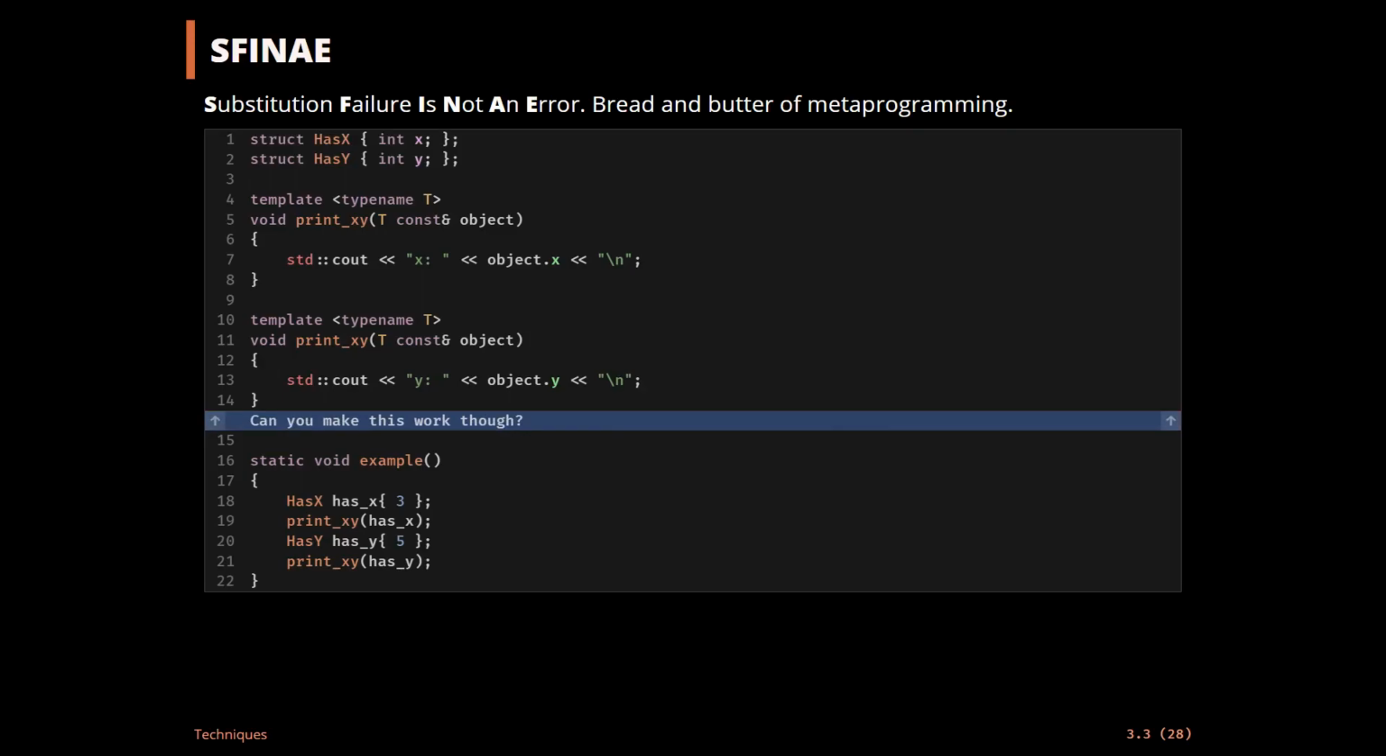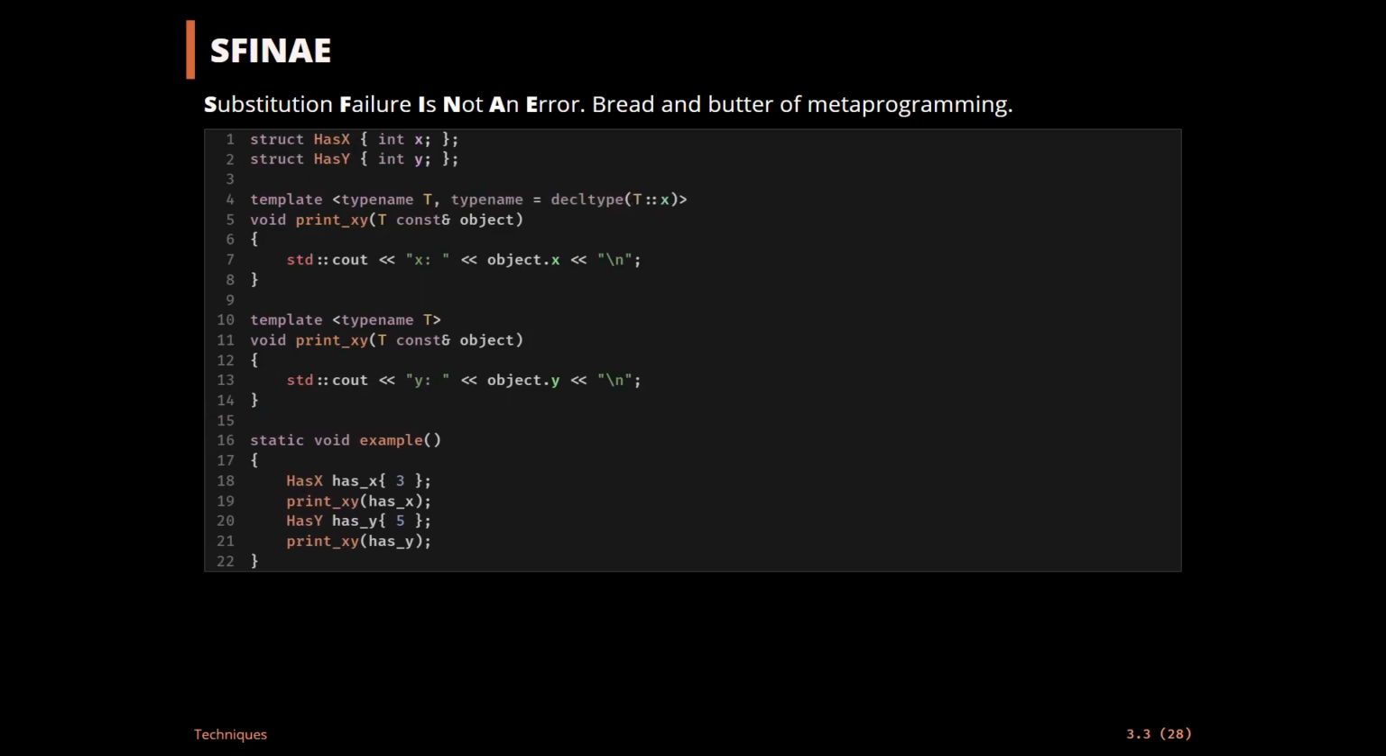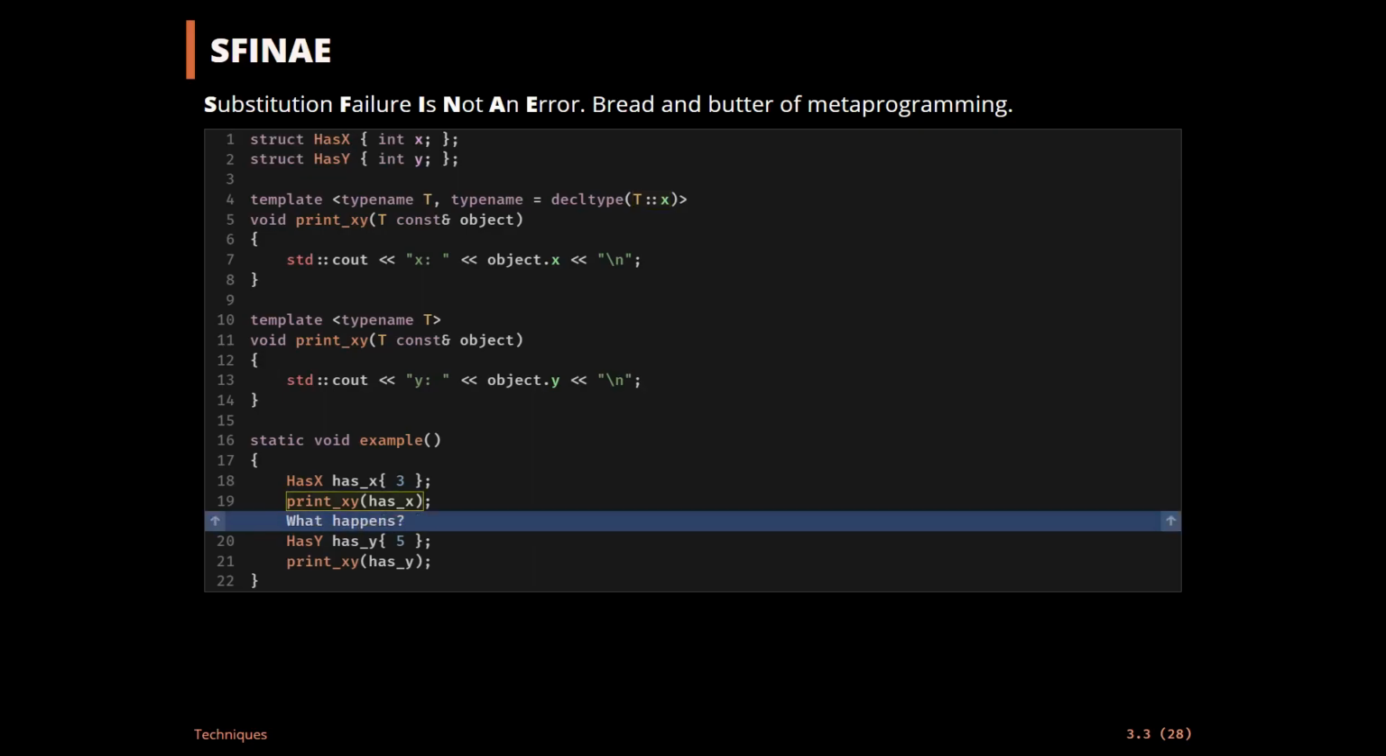So can we make this work? Well, you already said there's a way to do it with enable_if, but we're not even going to use enable_if. I'm just going to do this. I'm going to add another template parameter on the top. It's a typename parameter. It doesn't have a name, but it does have a default value of decltype(t.x). So we're trying to get the type of whatever x is, right? So let's take a look. What happens when we try to call printXY with HasX?